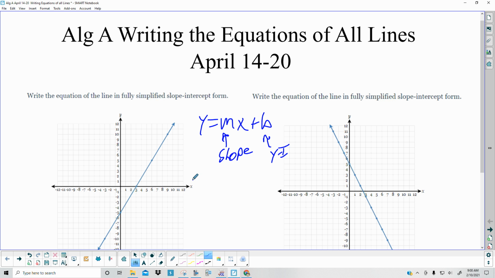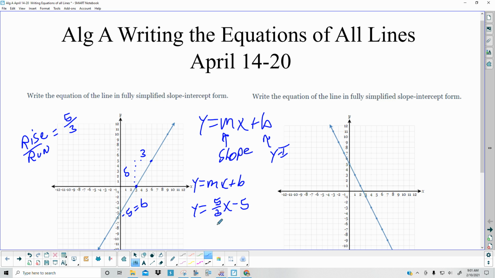Okay, so for this left one, we want this pattern. The y-intercept is -5, so -5 is the y-intercept, that's your b. And your slope, remember you're going to use rise over run to get the slope. So if I go from this point to this point, I'm going to rise 1, 2, 3, 4, 5, and run 1, 2, 3. So I rose 5, ran 3. So that's your slope. So y is equal to 5/3 x, and the y-intercept is -5, so -5. And that's your answer.